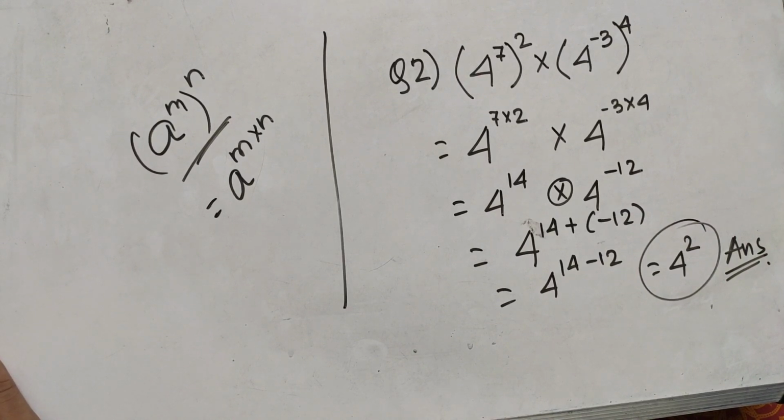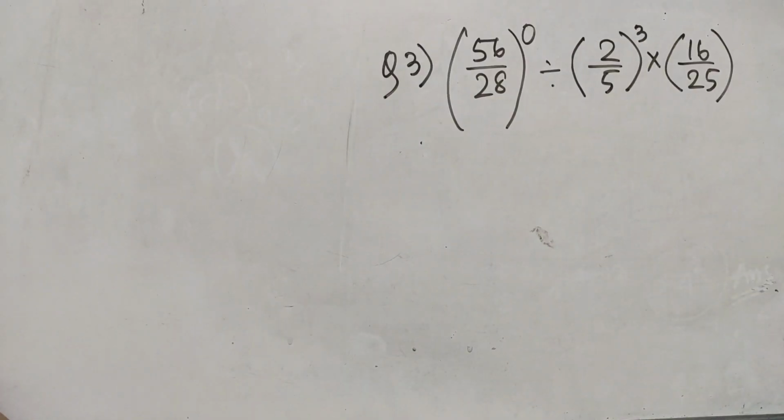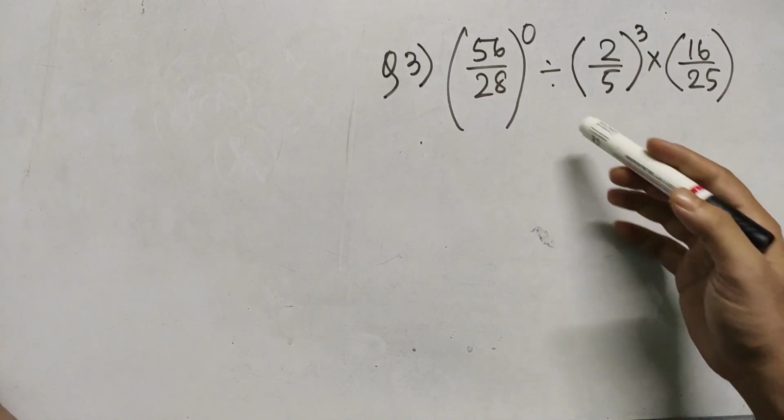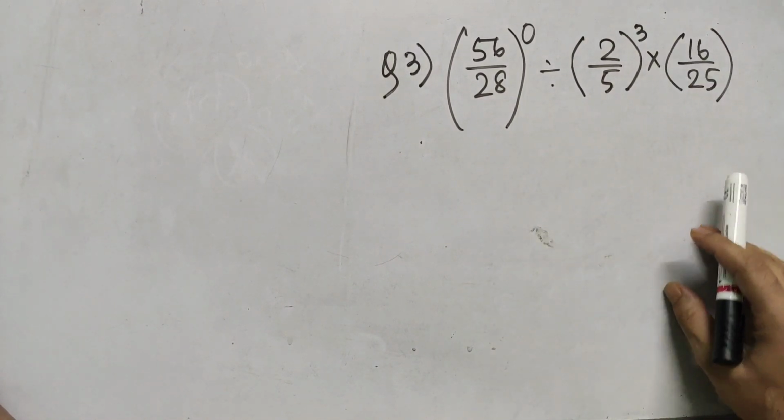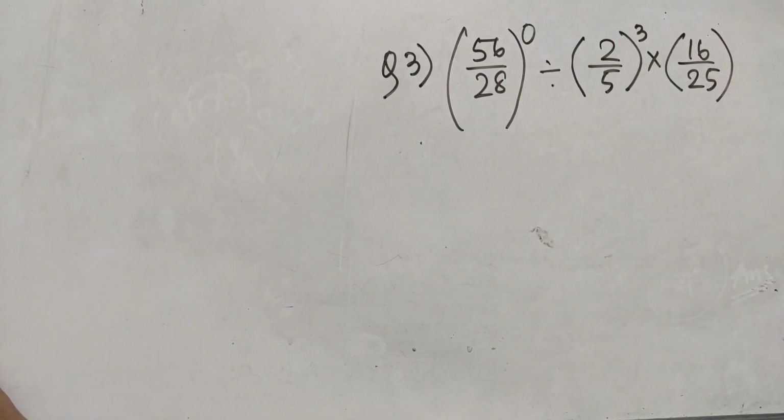Let's start the next sum. Here we have our question number 3, which says 56 by 28 to the power 0 divided by 2 by 5 to the power 3 into 16 by 25. Which property are we going to use now?